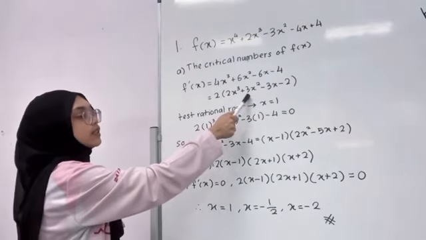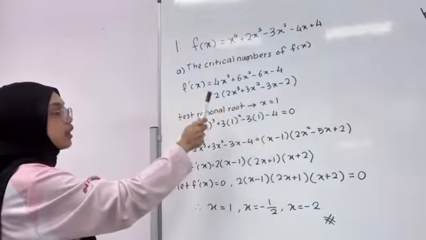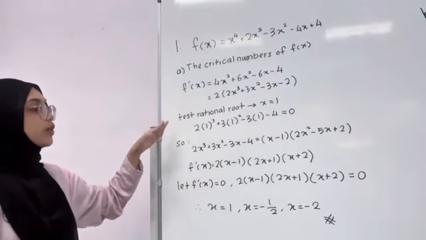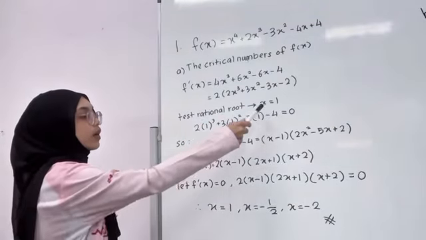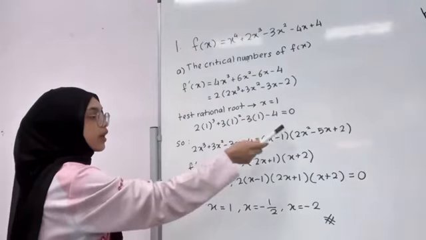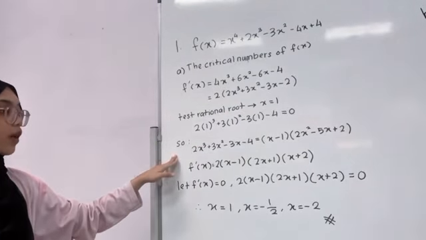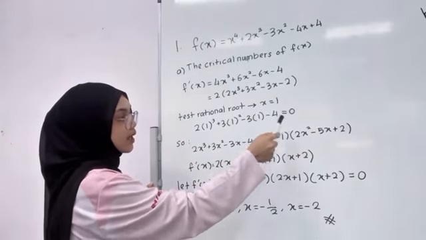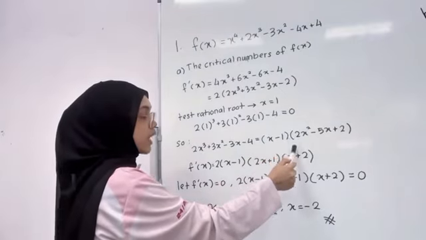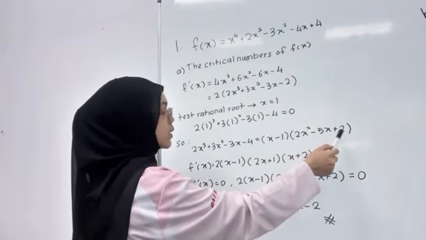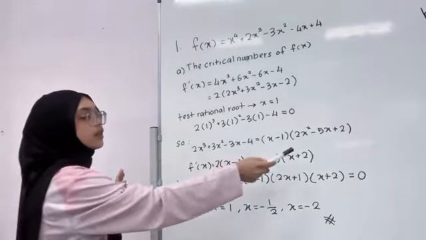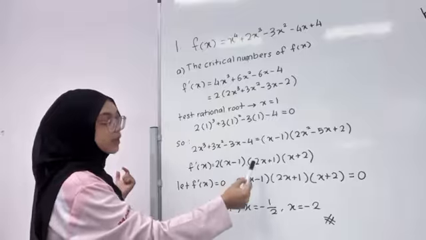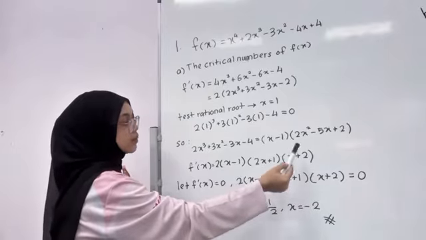Then we factorize, then we got this. So to factorize the power of 3, we do the test of rational roots. At x equal to 1, we get 0. So from this cubic function, we get (x minus 1) times (2x squared minus 5x plus 2). Then we factorize this quadratic equation. We got (2x minus 1) times (2x plus 1) times (x plus 2).